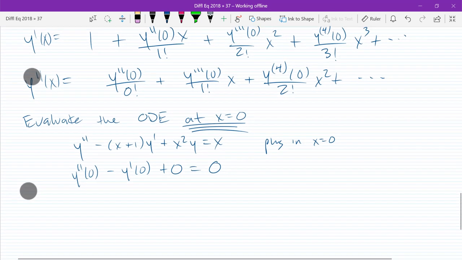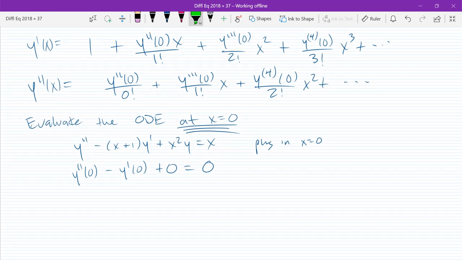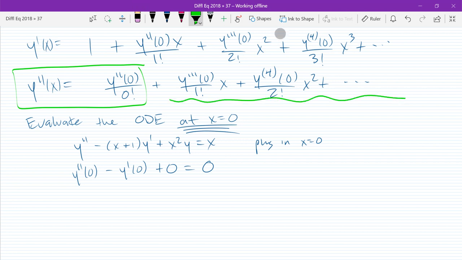All right, the whole reason we did the derivatives up top is so I could figure out y double prime of 0 over 0 factorial. This is the only term in y double prime of 0, right there. Why are all the rest of the terms going to disappear when I plug in 0? They all have an x in it. So basically by plugging in 0, your constant term is the only one that's going to survive, which means the algebra is going to be really, really easy. So all these terms are going to be zeroed out.